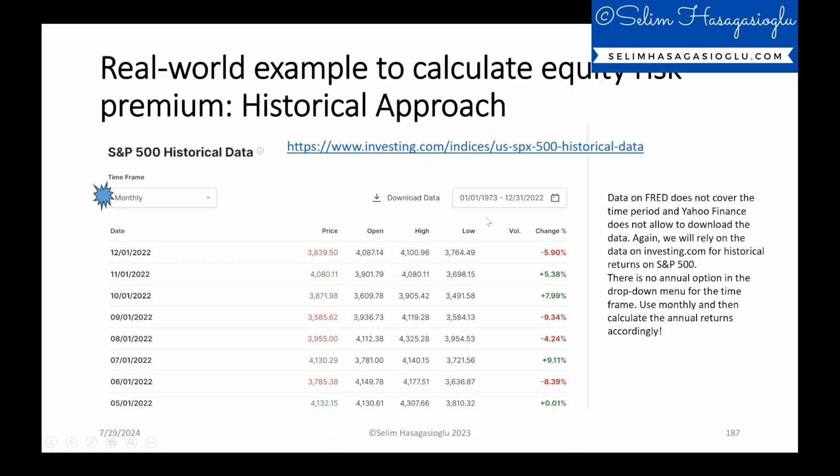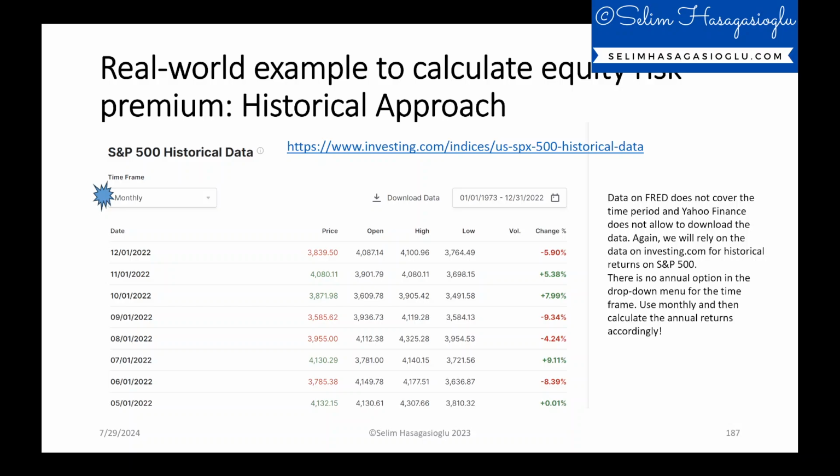And then remember, for the historical returns on the S&P 500, we are always relying on investing.com, because data on FRED doesn't cover the time period, and Yahoo Finance doesn't allow you to download the data. So if you need to get this data free through a public resource, investing.com provides that data to you.